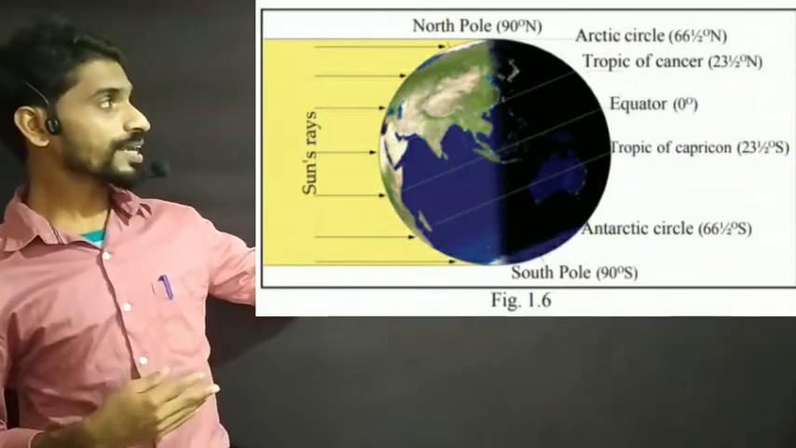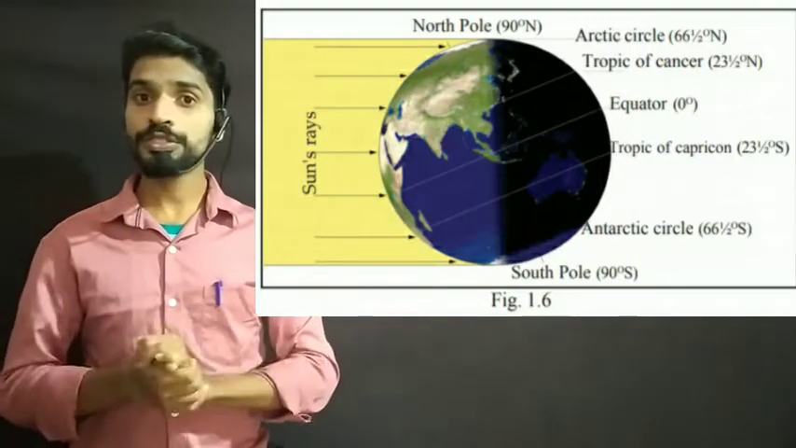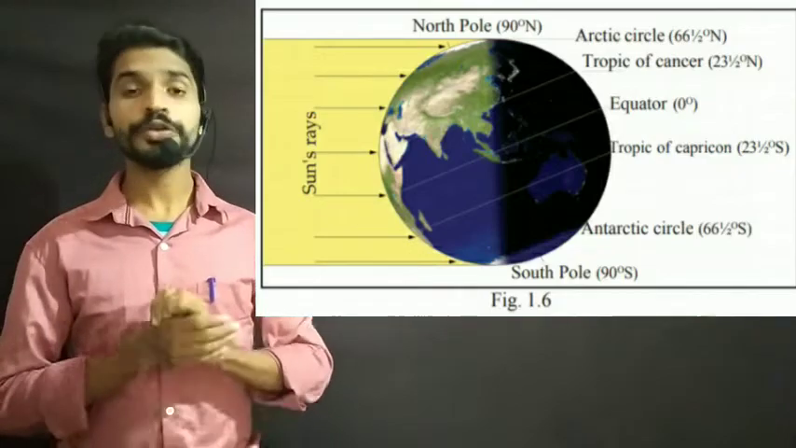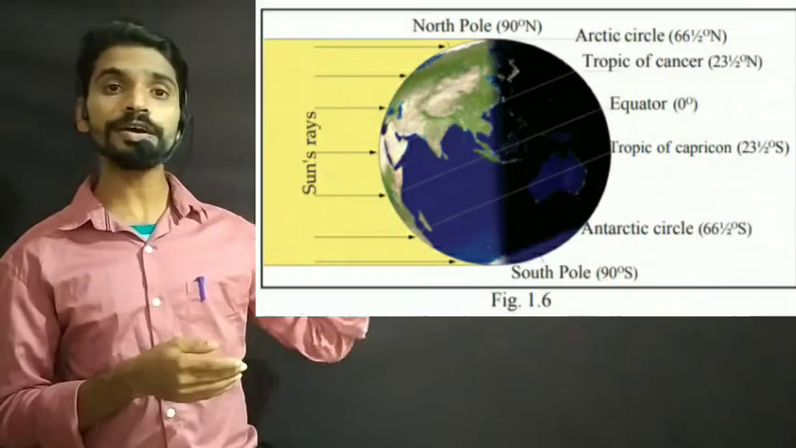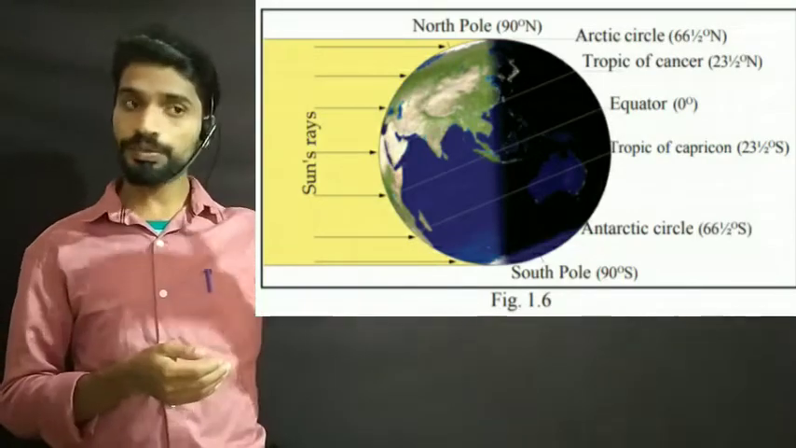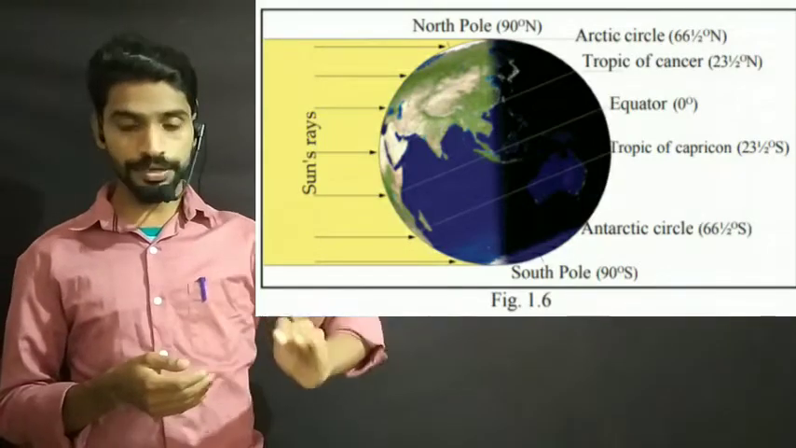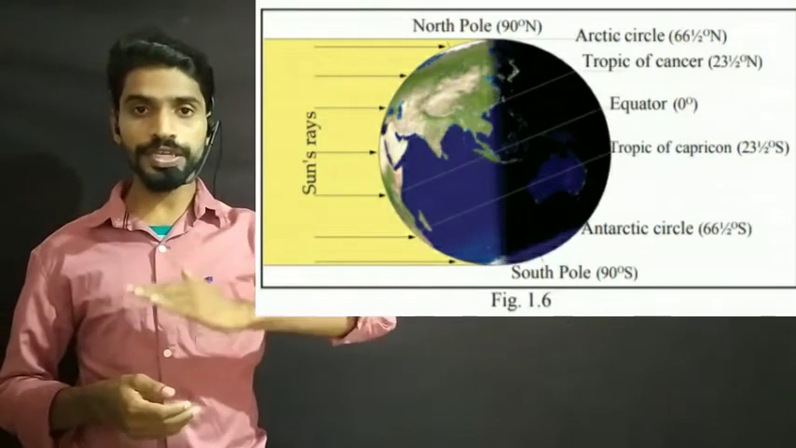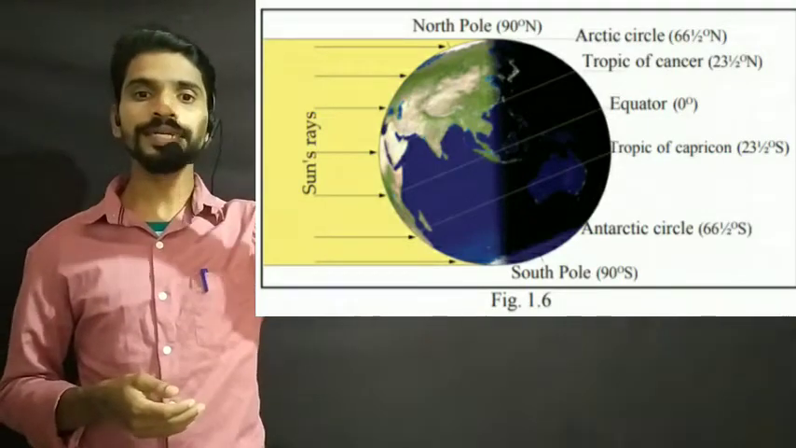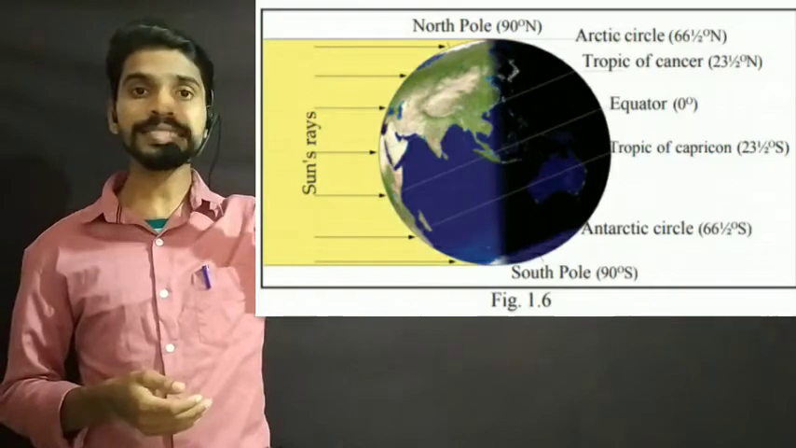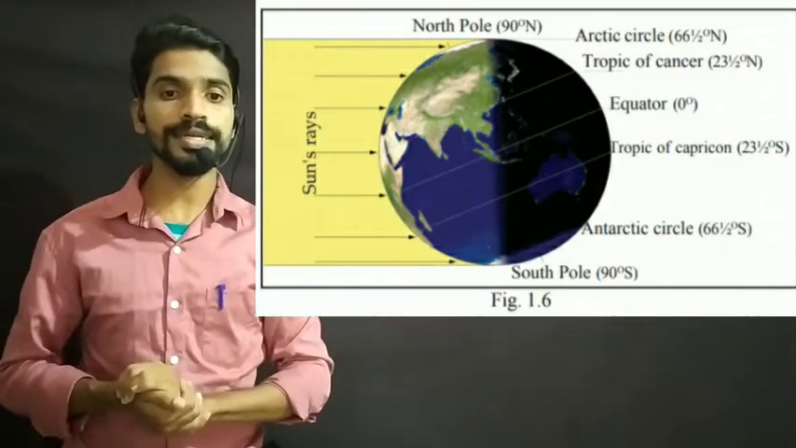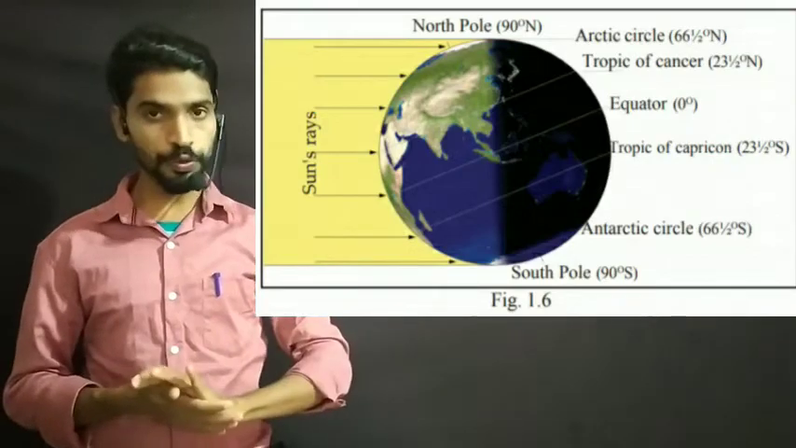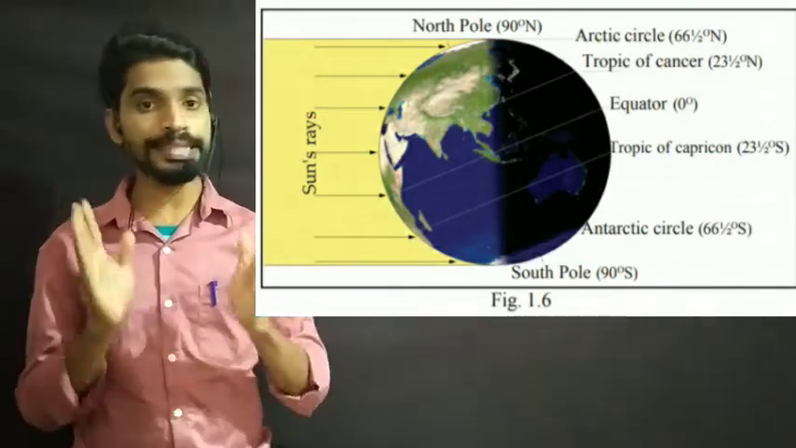Look at what the major latitudes on the earth are. First one is the equator, which passes almost through the middle of the earth. Then the second one is the Tropic of Cancer, 23.5 degrees north. Tropic of Capricorn, 23.5 degrees south. Then the Arctic Circle, 66.5 degrees north, and the Antarctic Circle, 66.5 degrees south, then the North Pole and South Pole. These are the important latitudes.